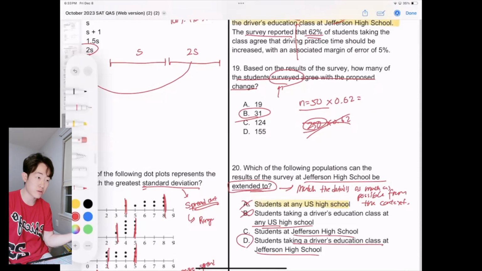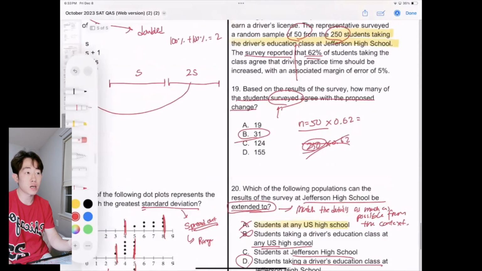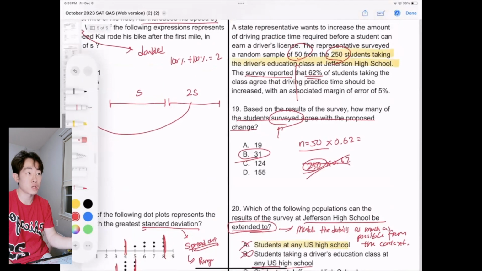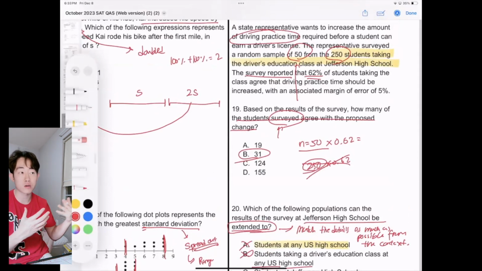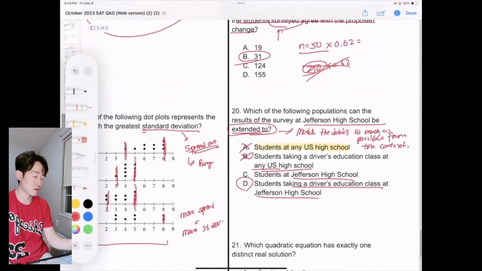People who don't take driver's education class might not even care about this survey at all, because this really has everything to do with driving practice time. Why would seniors care about that? Why would freshmen care about that? They can't even drive yet, or they're probably already driving, or their opinions may matter. So you really need to specify it to the uttermost detail. And that answer is obviously D here.